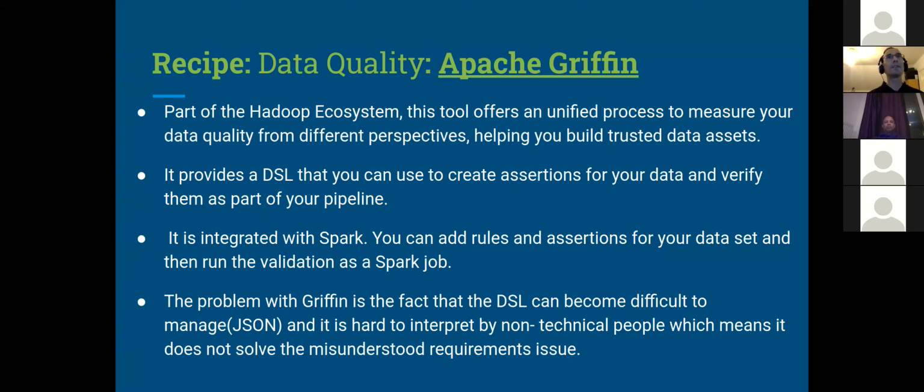How can we solve this? One option is Apache Griffin. It's part of the Hadoop ecosystem, provides a DSL where you can add assertions for your data. So for example, this column cannot be null. This table has to have X amount of rows each day. It's integrated with Spark. So it's basically a Spark job that runs as part of your pipeline and notifies you if it finds some issue, right? So basically testers and business analysts can write these assertions, but the problem is it's quite technical, right?